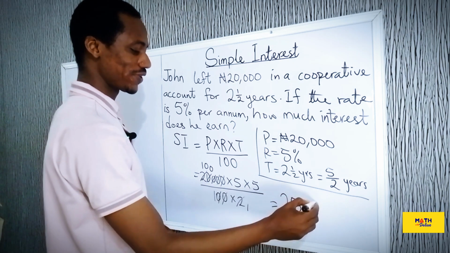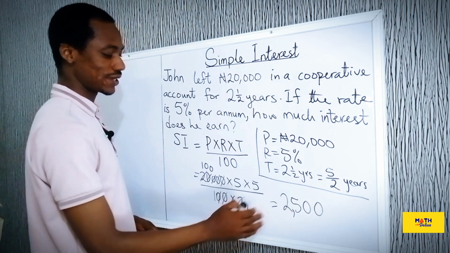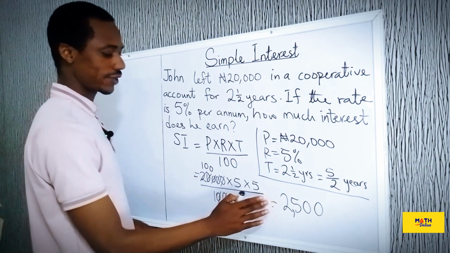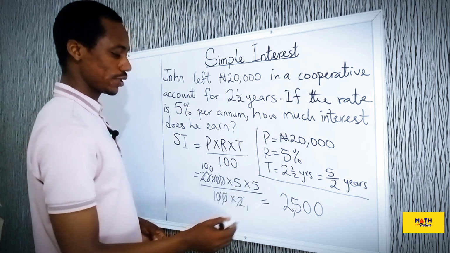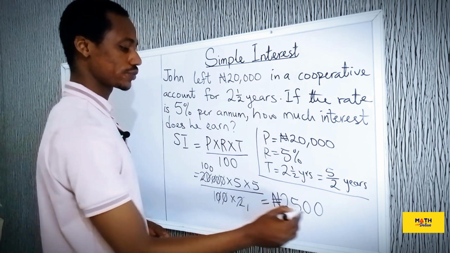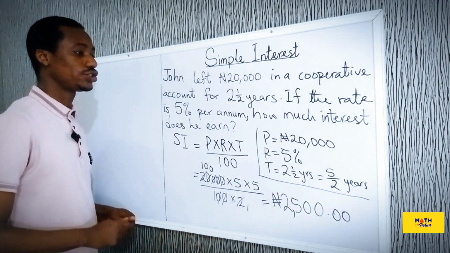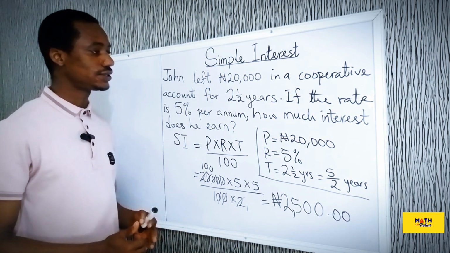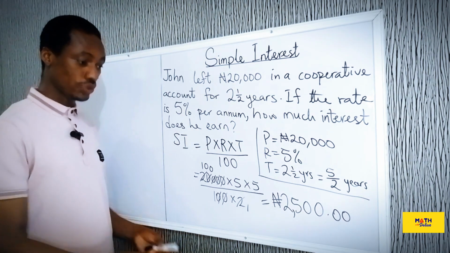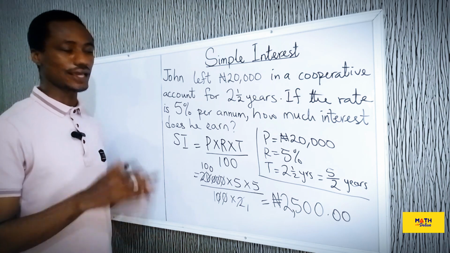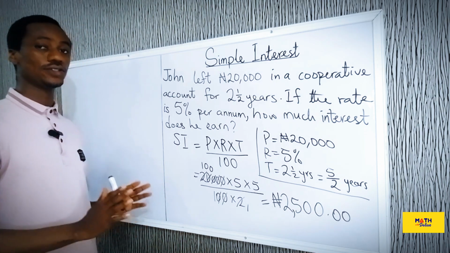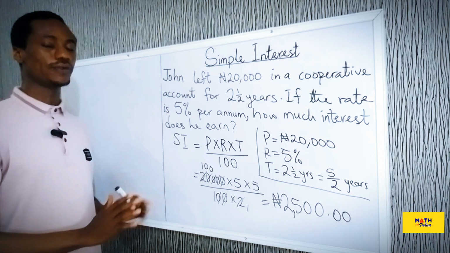That's 2,500. Let's put the units. It's in naira. So at the end of 2.5 years, John would have earned 2,500 naira.